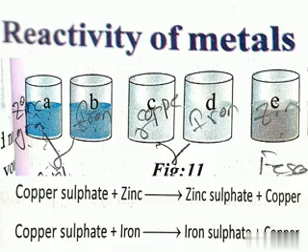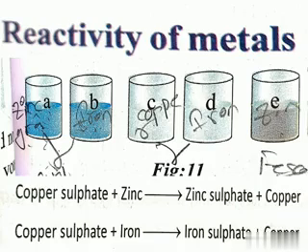Okay, so here we can observe the color of the solution changing in beakers A and B only. In beakers C, D and E, we cannot observe any change in the color of the solution. So why? Because in beaker A, zinc displaces the copper from copper sulfate, and in beaker B, iron displaces the copper from copper sulfate solution. That's why the color of the solution is changing.